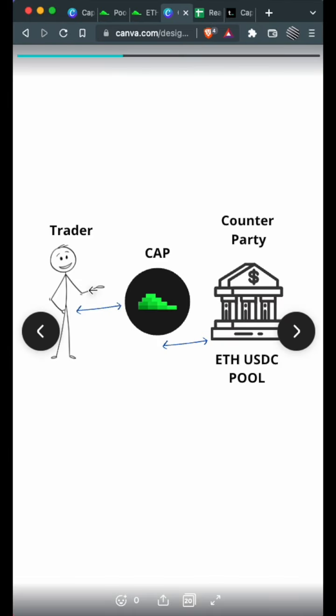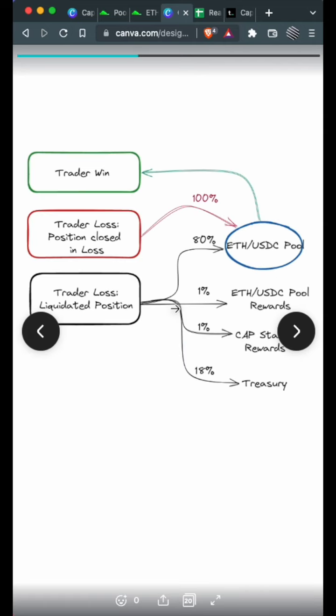When a trader trades on CAP, it's trading against a pool. This pool is made up of ETH and USDC. So the pool of ETH and USDC is the counterparty of the traders. In other words, if a trader wins, they take profit out from the pool. But if a trader loses, the asset goes in. If a trader is liquidated, part of the asset goes into the pool as well.